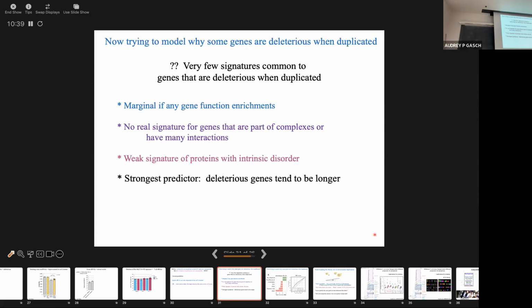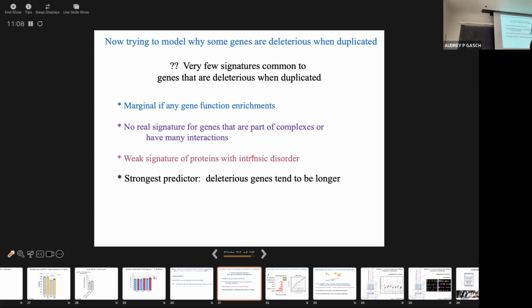So to do that, you will remember the model told us one of the most important things is the gene contributions to fitness. So what Julie is trying to do is develop a model to tell us: can we predict what genes are going to be toxic when duplicated? So we're still kind of in the middle of this, and I can answer questions about it later on.